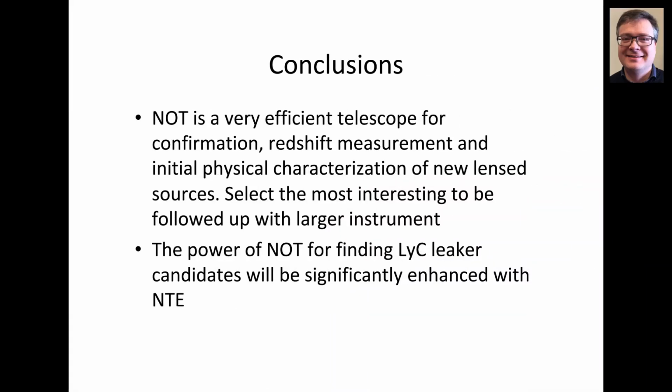Okay, conclusions. So NOT has proven to be a very efficient telescope for confirmation, redshift measurement, and some initial physical characterization of these new lens sources. And we can select the most interesting to be followed up with the larger telescopes. But I think that the power of NOT, particularly for finding these leaker candidates, would be a lot enhanced with NTE. So looking forward to that.